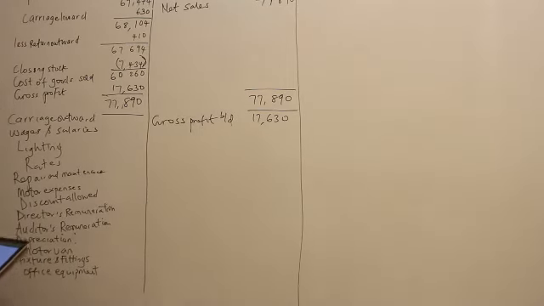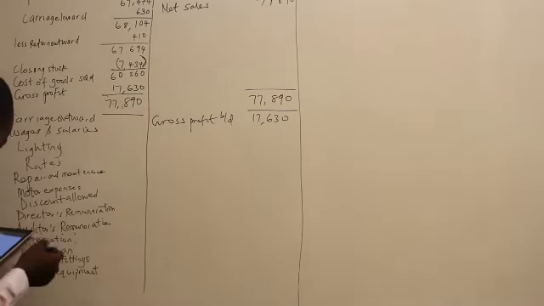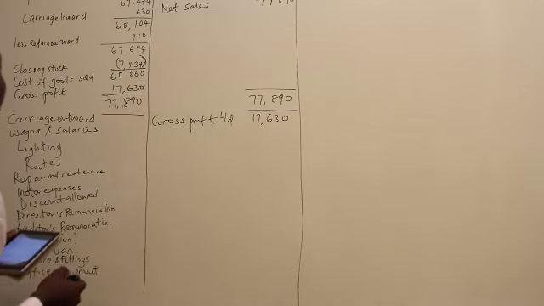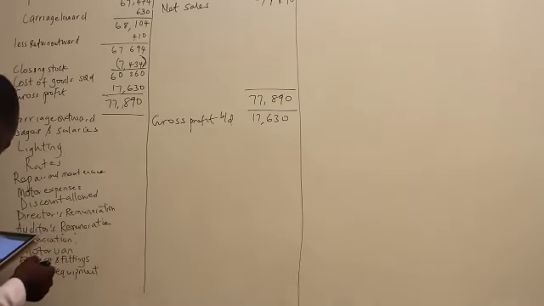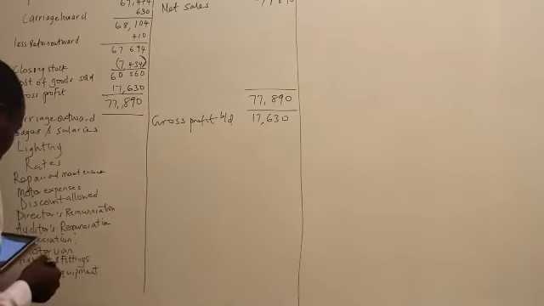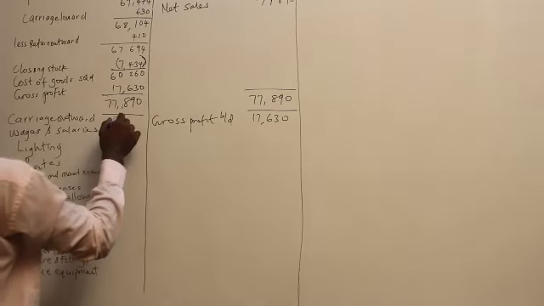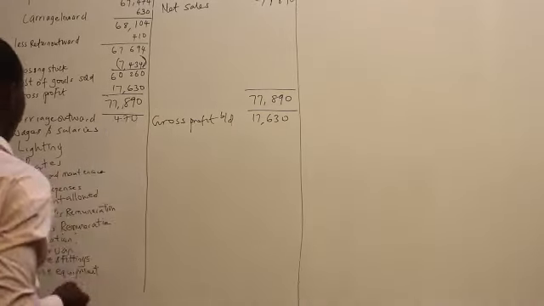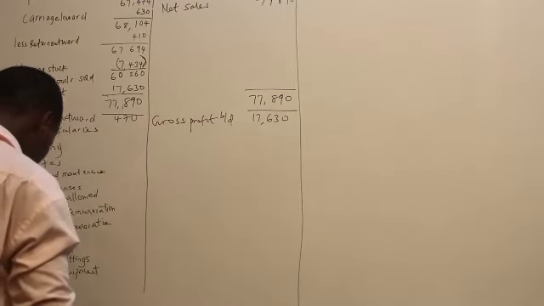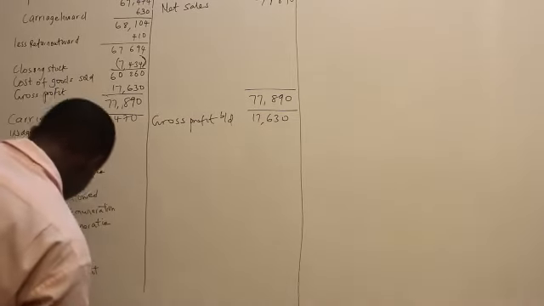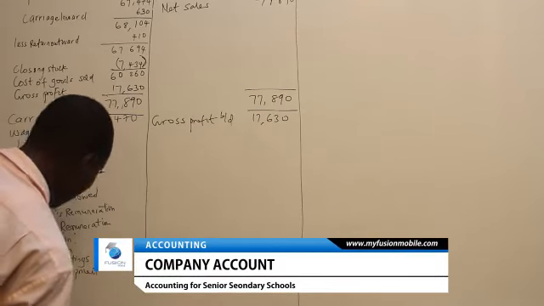The first expense we have is carriage outward, which is 470, and we don't have anything as regard to carriage outward in the additional information, so we can have that 470. Next, in the wages and salary, we have wages and salary, which is 2,688.